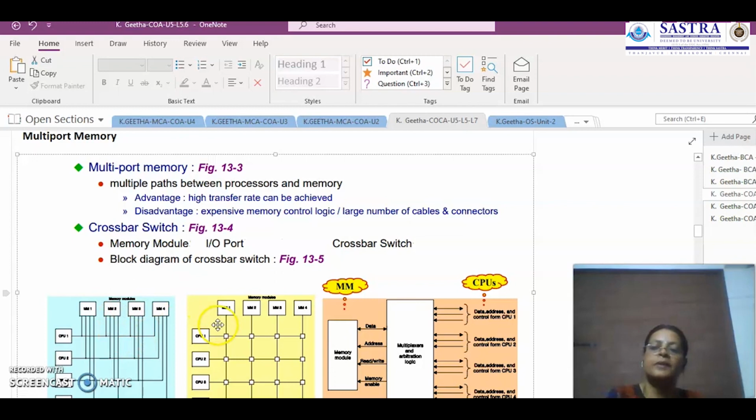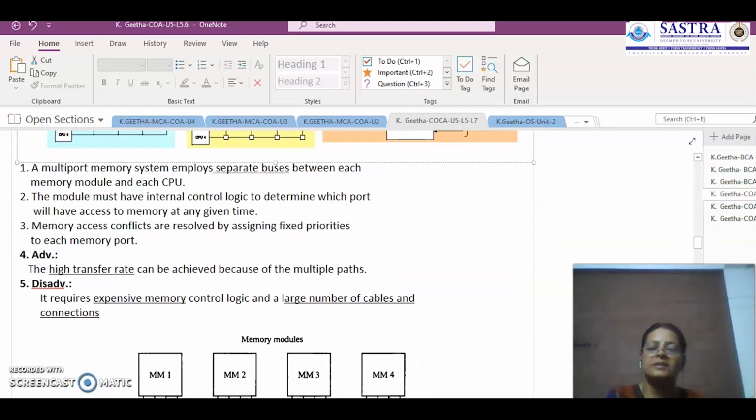And the other type of multi-port memory, which can be referred in figure 13.4, is called a crossbar switch. As the name implies, we have a kind of switch-like arrangement where we arrange all the CPUs in one column and all the memories in one row, and there will be an interconnection structure, and this structure acts like a switch. Whichever switch is kept open or closed, accordingly we establish the connection between that particular CPU and that memory. So the memory module and the CPU or the IO devices are connected with each other by means of a crossbar switch, and that's the diagram we have given here. And this is the explanation for how this connection is worked out.